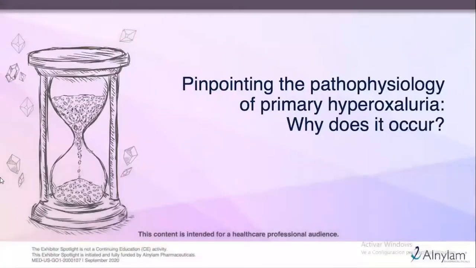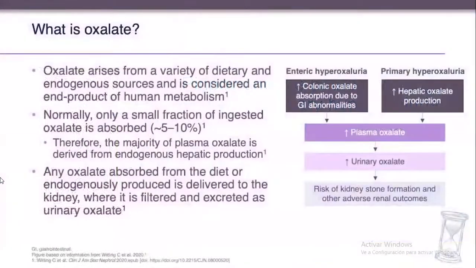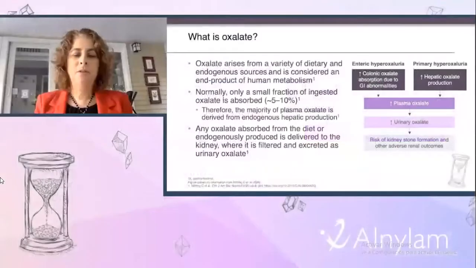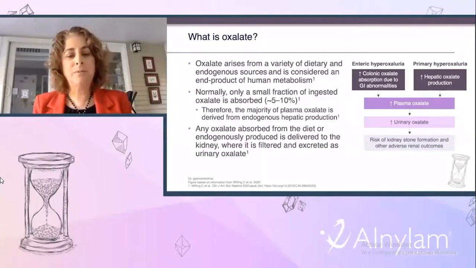Primary hyperoxaluria. Why does it occur? Oxalate arises from a variety of dietary and endogenous sources and is considered an end product of human metabolism. Normally, only a small fraction of ingested oxalate is absorbed, ranging from 5 to 10%. Therefore, the majority of plasma oxalate is derived from endogenous hepatic production. Any oxalate that's absorbed from the diet or is endogenously produced is delivered to the kidney, where it is filtered and excreted as urinary oxalate.